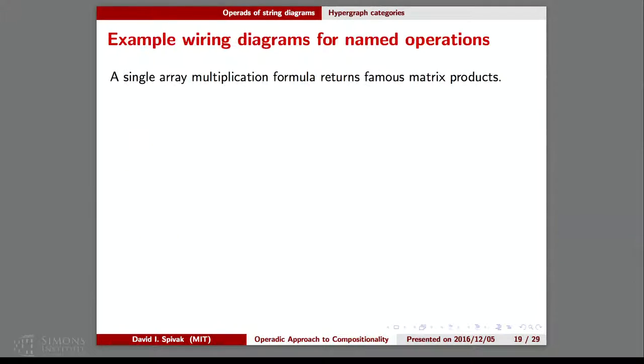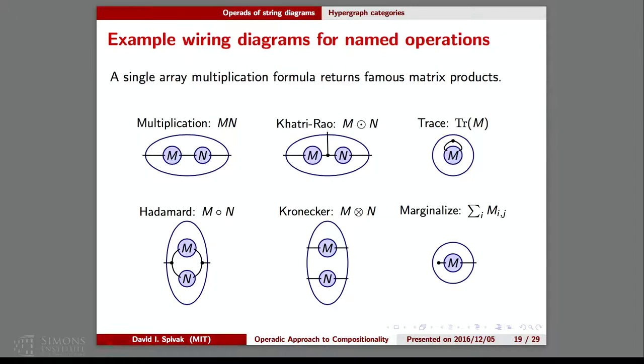So here are some examples of well-known operations. They weren't all well-known to me, but they're well-known to people. Matrix multiplication corresponds to this wiring diagram. What's called Khatri-Rao multiplication, that's one I didn't know before, corresponds to this wiring diagram. The trace of a matrix, where you have an n by n matrix, you can just find a one-dimensional matrix there. You can do the Hadamard product with this wiring diagram. You can do the Kronecker product with this wiring diagram. Or you can take your matrix and add up along the rows or along the columns with this wiring diagram.